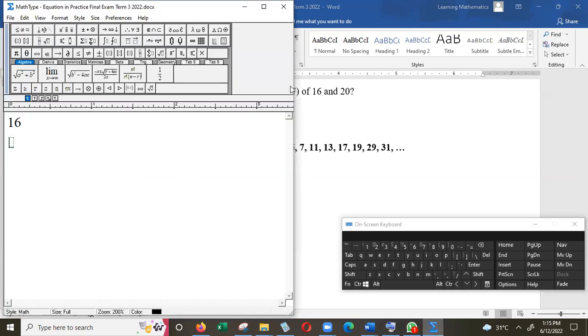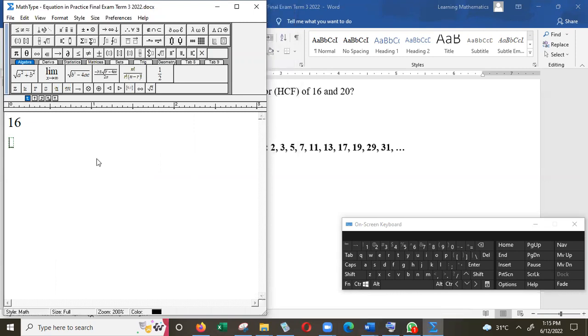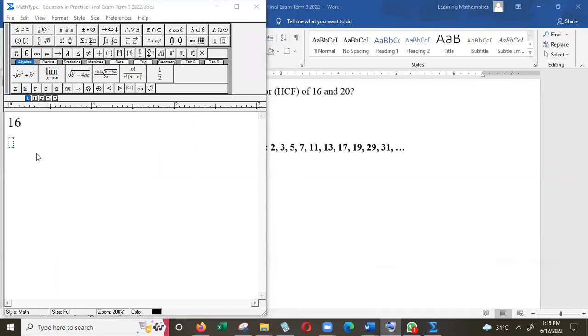So that is why we started with 2. Because 16 is even, so 2 can go into 16. So 16 can be written as 2 times 8. 8 now is not a prime number. So 8 itself can be written as 2 times 4.